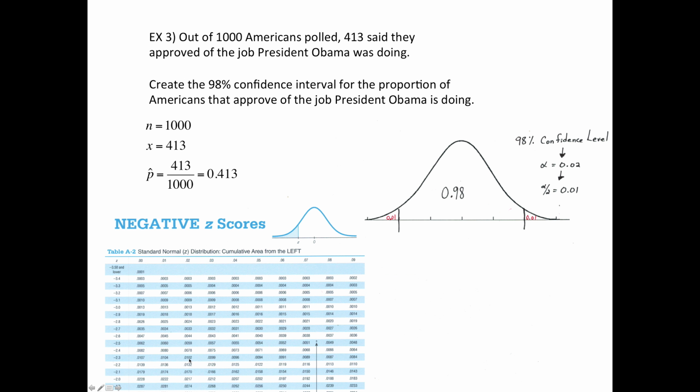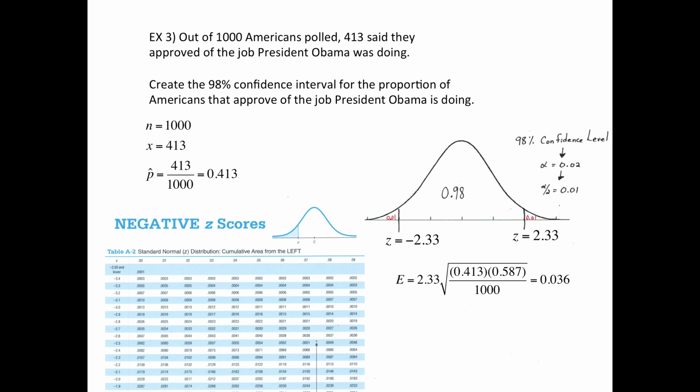What about that one? Well, this one is off by 0.002, but this one is only off by 0.001. So this is the winner, winner, chicken dinner. If you look to the side, it's going to say z equals negative 2.3, and look up, and it's 3. So negative 2.33. And likewise, the other one will be positive 2.33.